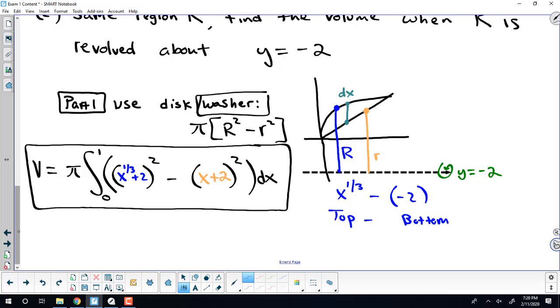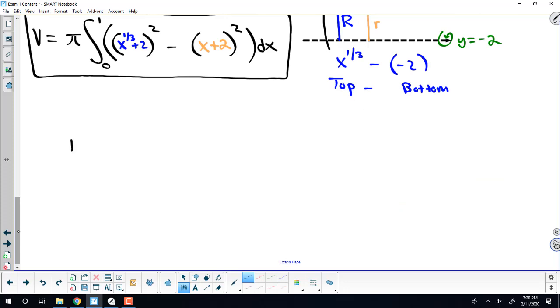So this would be a little bit tedious because you've got to expand these, and you've got maybe 3 terms here, maybe 4 and 4 here. So you're integrating powers of x, but there are many terms once you expand that out. Does that make sense? All right, so that's washers. Part 2, we'll say use the shell method in the same region.